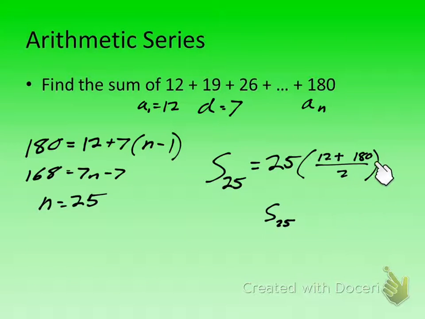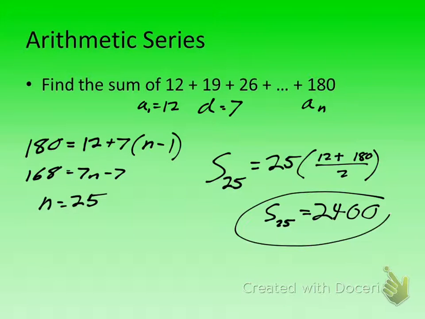Make sure you do 12 plus 180 divided by 2 first, and then multiply by 25, and it gives you 2400. These numbers are going to be fairly large. So is this saying what place it's in? No, 25, this here, that's the place that 180 is in. 2400 is summing every term of this sequence from 12 through 180. So 12 plus 19 plus 26 plus all the terms inside those dots plus 180.